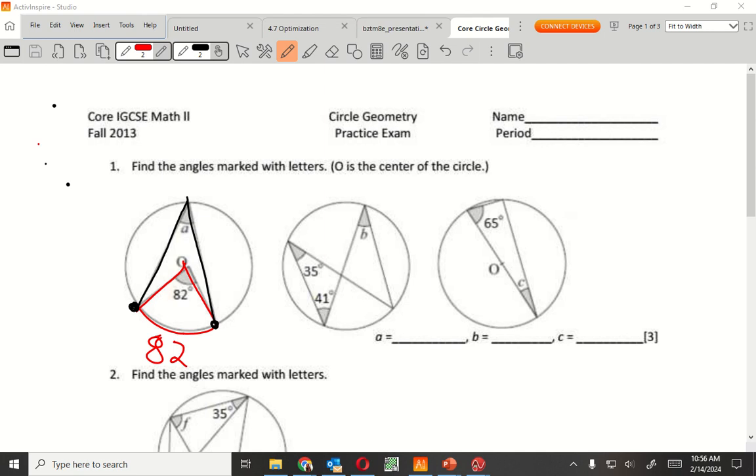41. Why is it 41? It's going to be half. So the inscribed angle is always going to be half of my arc. If my arc is 82, I divide 82 by 2, and I get 41. So A is 41.